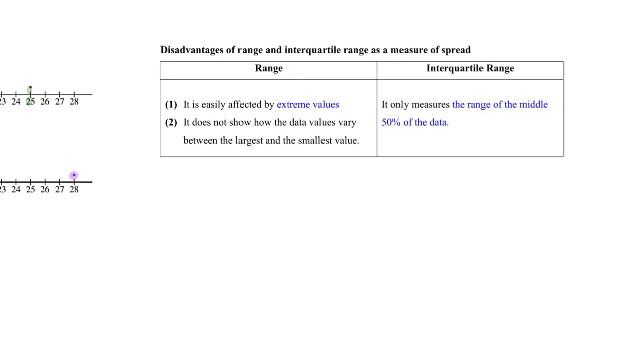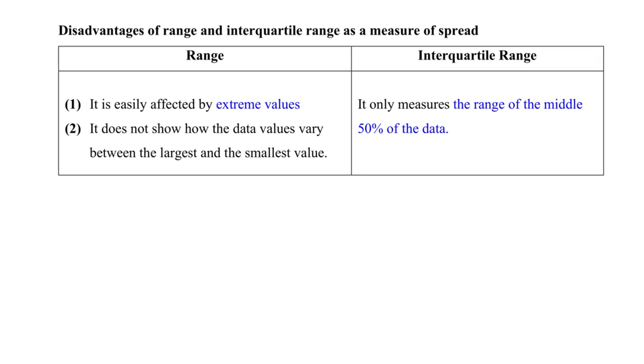So I have also summarized the disadvantages in this table. You can see that the disadvantage of the range is that it is easily affected by extreme values, and it does not show the data values that vary between the largest and the smallest value. For the interquartile range, it only measures the range for the middle 50% of the data, so it does not consider the full range of data.